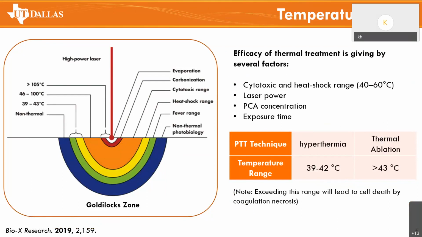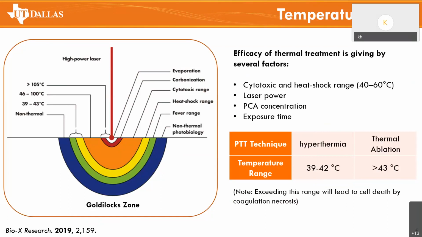The difference between these 2 methods is the threshold of temperature. In hyperthermia, the temperature, based on this Goldilocks figure, is in the fever and heat shock range. But in thermal ablation, the temperature is more than 43 degrees Celsius, and it is mainly in the cytotoxic range. So as you can guess, the cellular mechanism of each of these should be different, and they actually have a significant effect in treatment. So I will discuss more about that later.